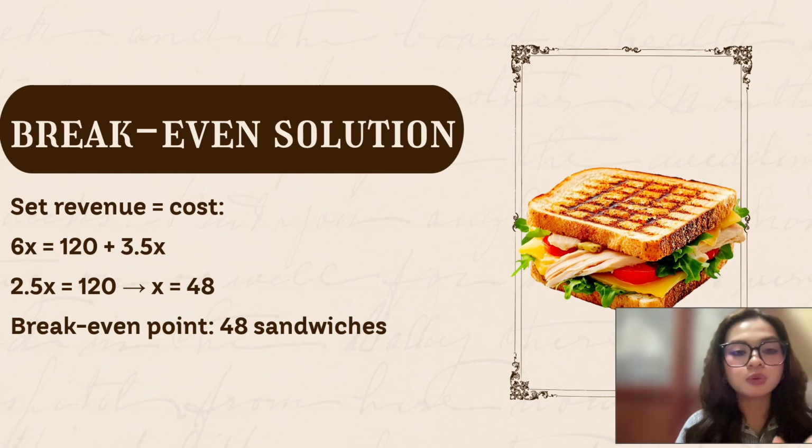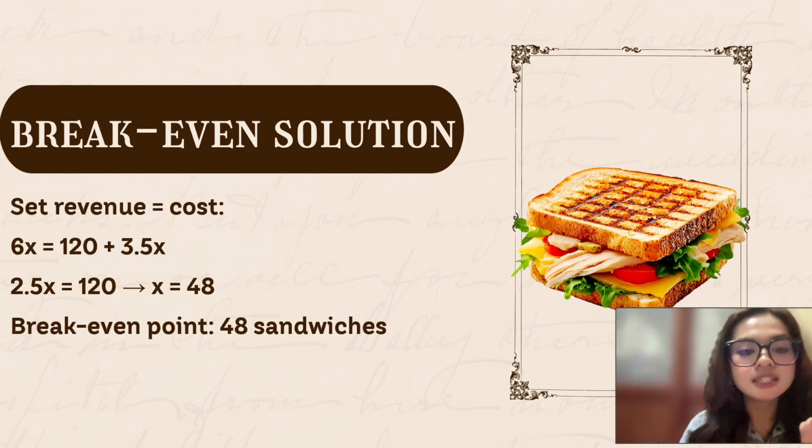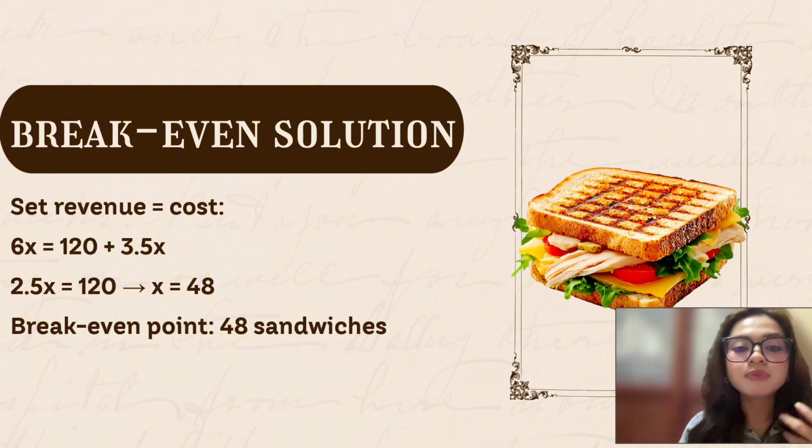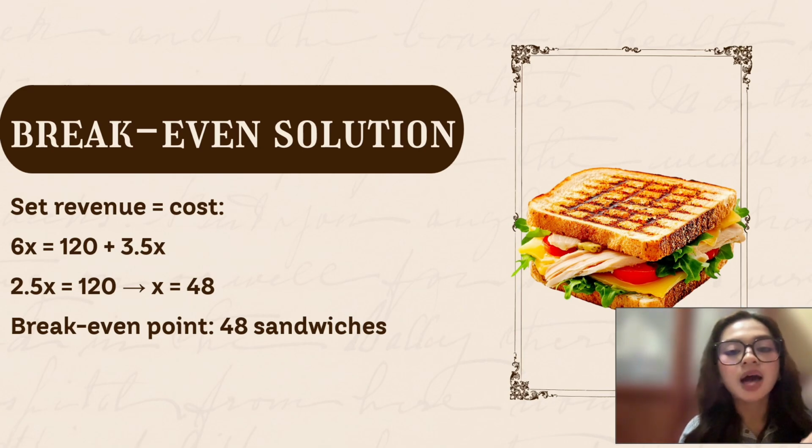6x equals 120 plus 3.5x, where 6x is the money we get from selling x sandwiches, and 120 plus 3.5x is our total cost. Next, we simplify by subtracting 3.5x from both sides. 2.5x equals 120, then we divide, x equals 48. This means we need to sell 48 sandwiches to break even. Anything more than 48 gives us profit.